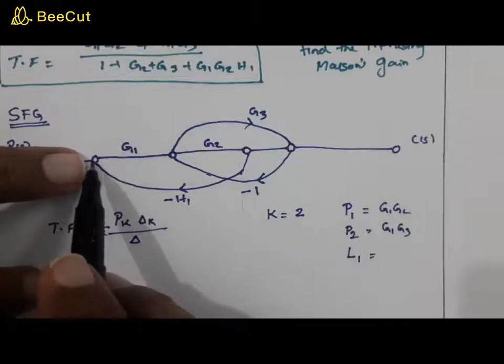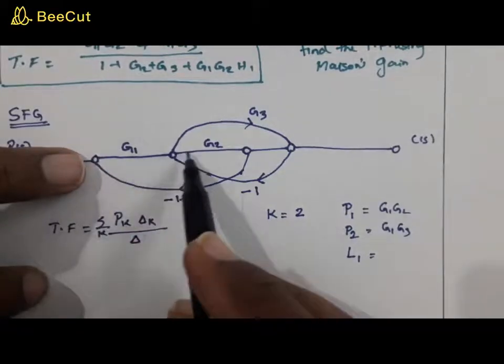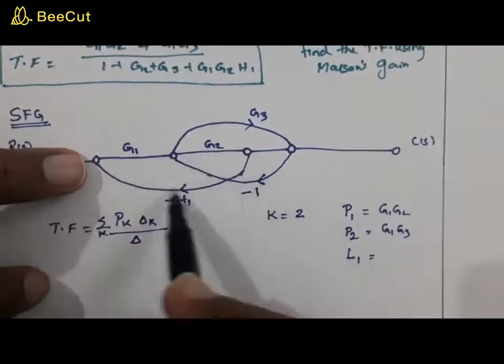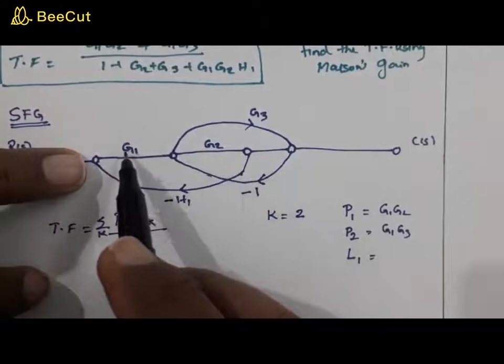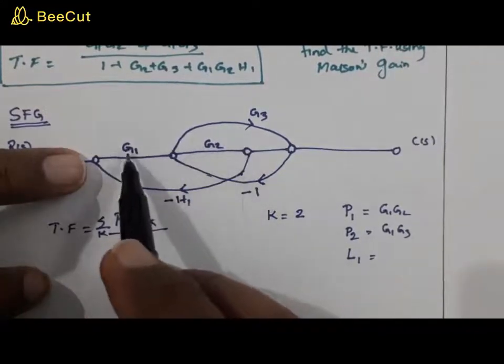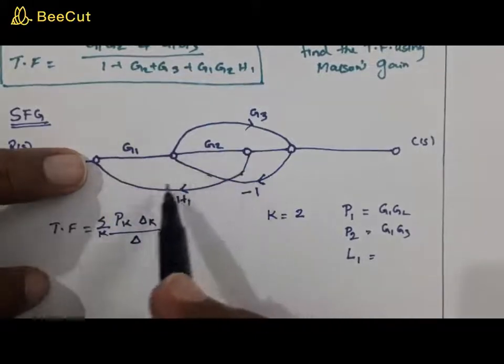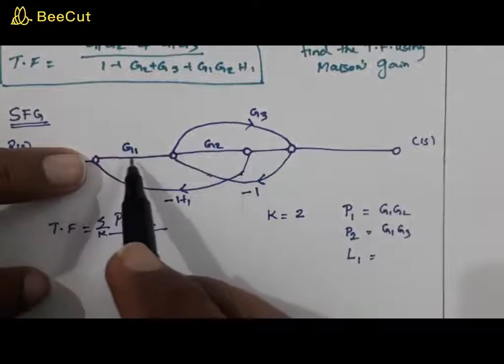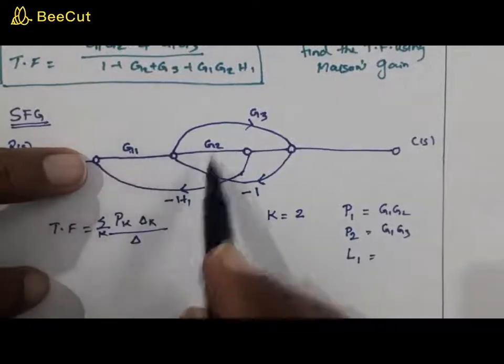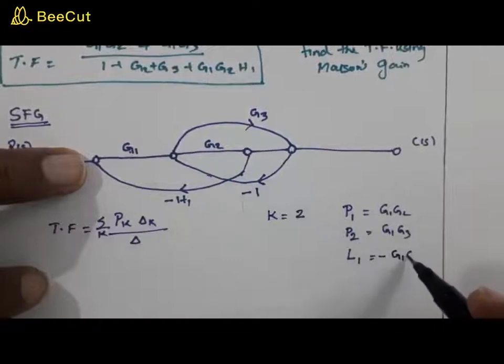That is what is called a loop. If you have a closer look, you can see that a signal goes in this direction and it can come over here. So the transmittance is the product of that path. This will be the product of the transmittance of the path through which the signal goes to complete a loop. So this will be G1, G2 and minus H1. So this will be minus G1, G2, H1.